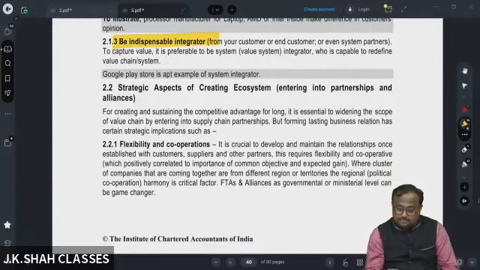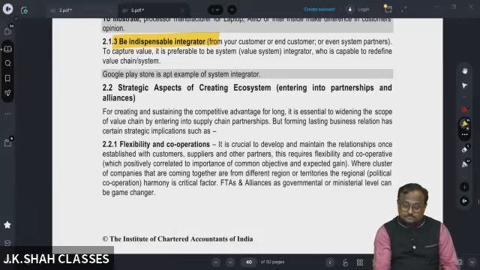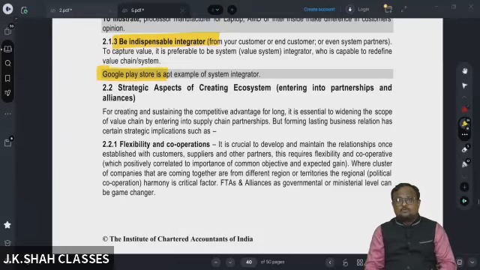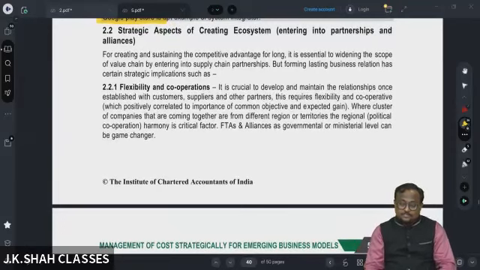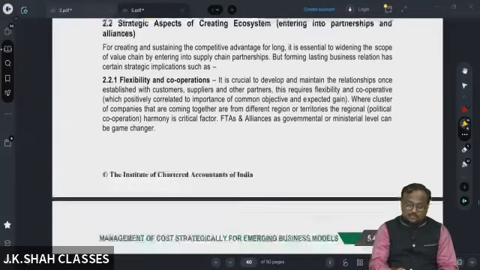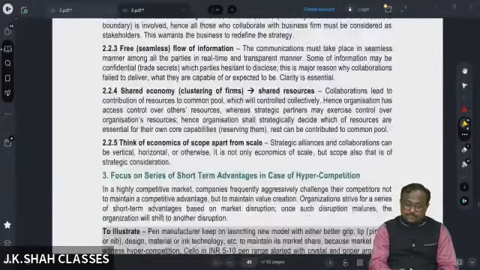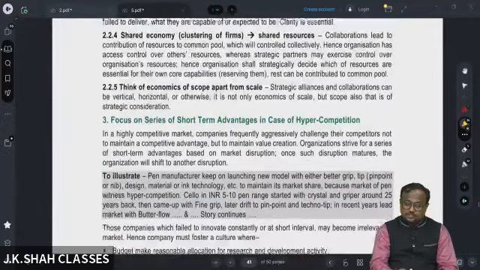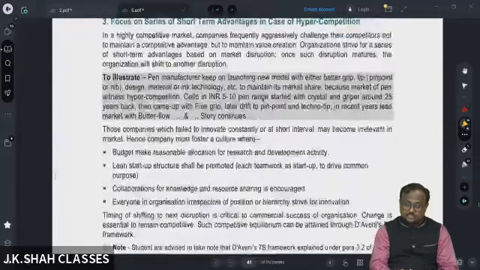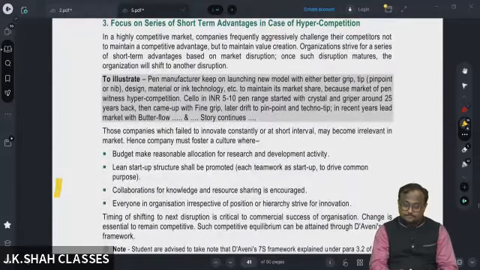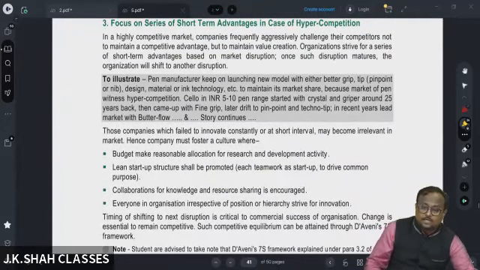Be indispensable. Be an indispensable integrator. That means you cannot be replaced. Google Play Store or the Google system itself. So, the strategic aspect of creating an ecosystem, you can read this at ease. Flexibility, cooperation, free flow of information, shared technology. You will remember I gave the example of Samsung. Just have a glance at that quickly.